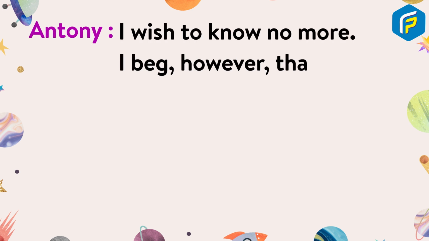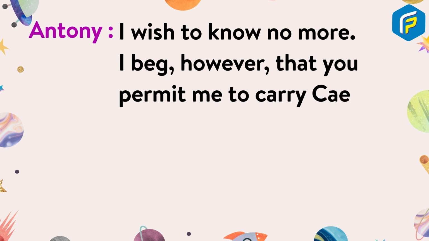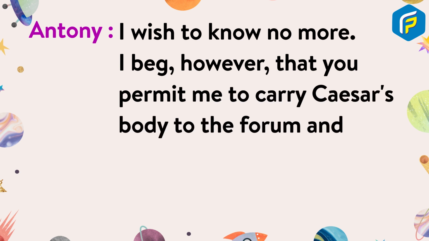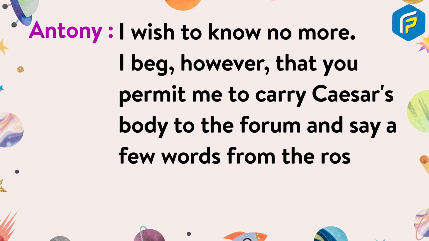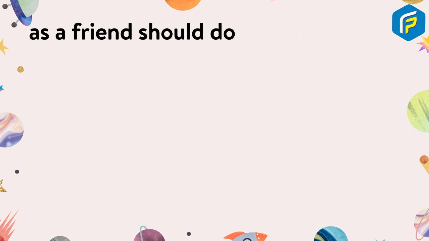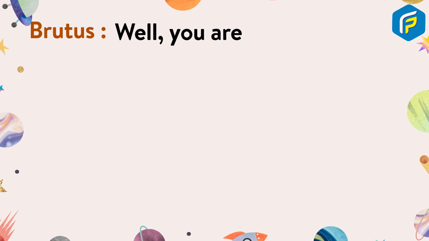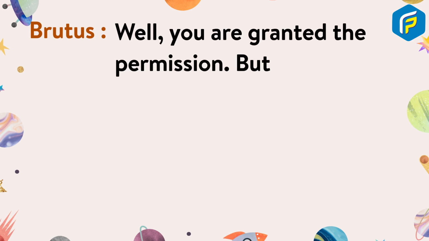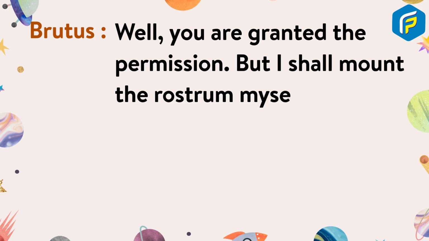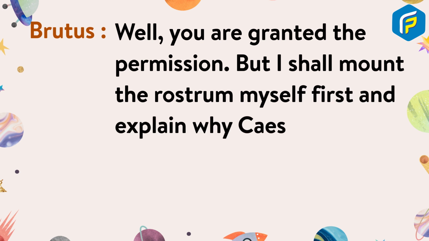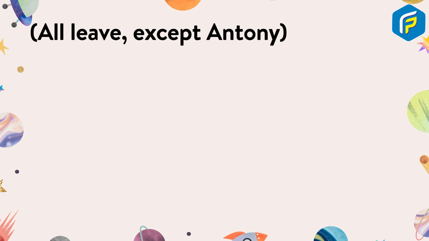I beg, however, that you permit me to carry Caesar's body to the forum and say a few words from the rostrum, as a friend should do during the funeral ceremony. Brutus: well, you are granted the permission, but I shall mount the rostrum myself first and explain why Caesar was put to death. All leave except Antony.